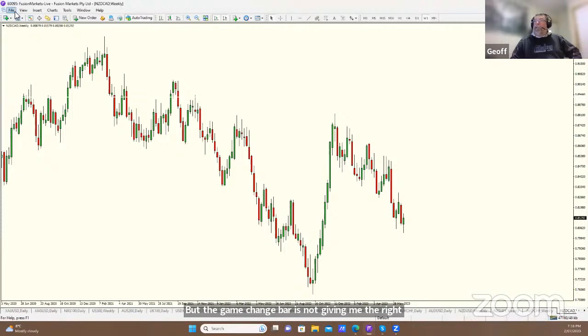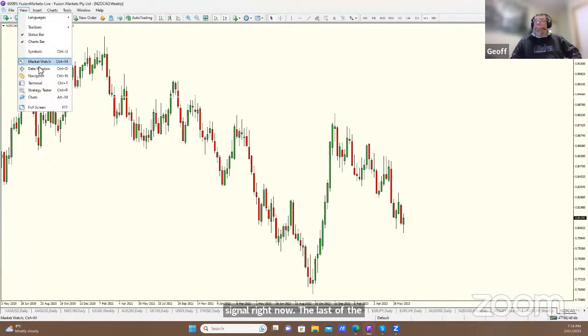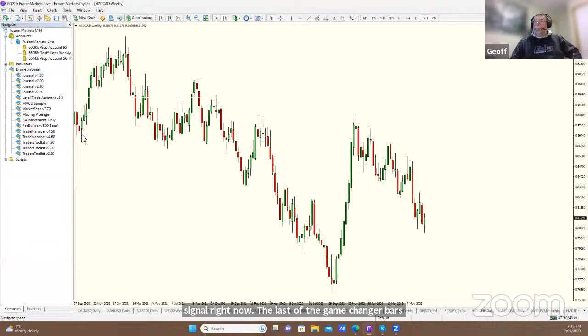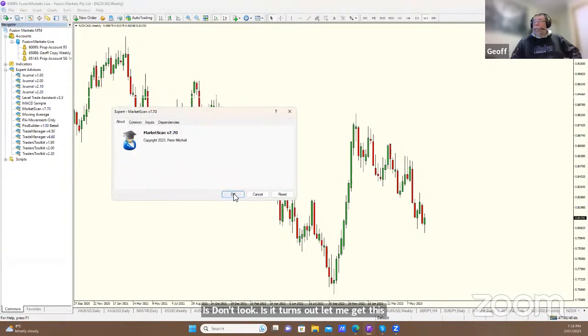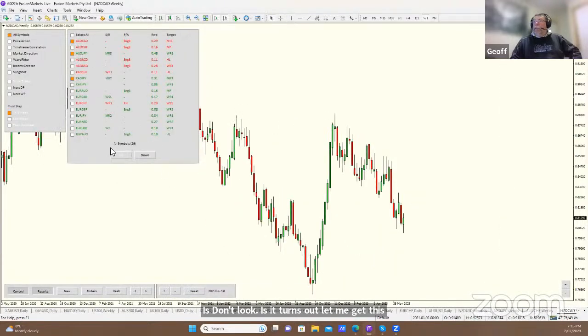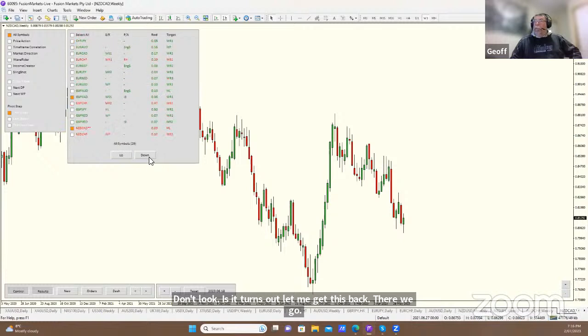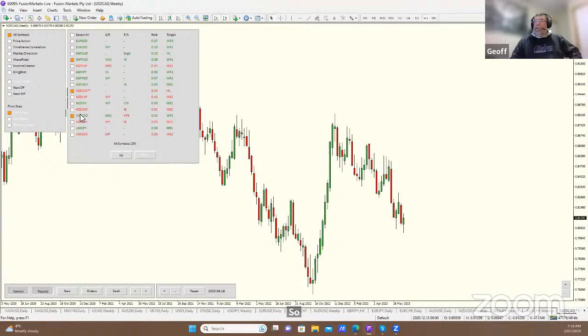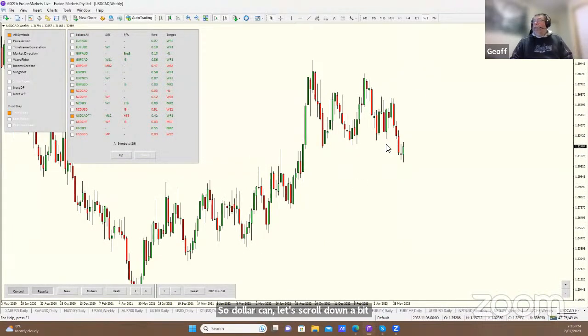The last of the game changer bars this week is dollar CAD, as it turns out. Let me get this back. There we go. So dollar CAD, let's scroll down a bit and see if we can get a good reason to trade.